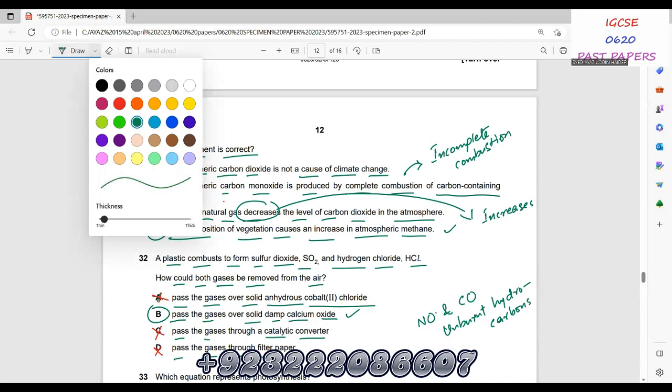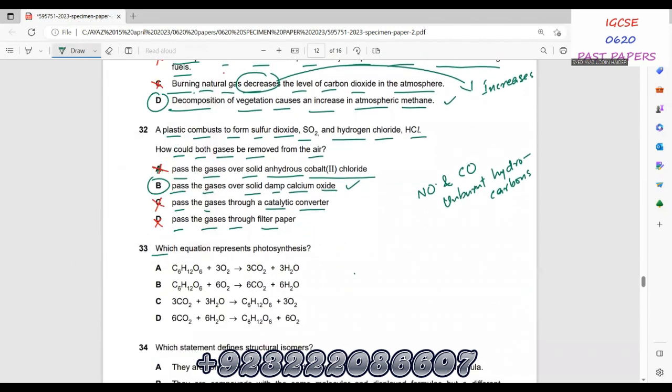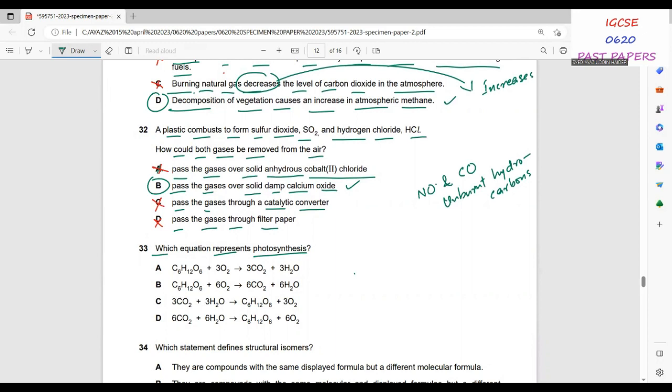So let's move to the next question. That is 33. Which equation represents photosynthesis? Remember, in photosynthesis, oxygen and glucose are the products. So the statement which does not show the production of oxygen and glucose will automatically be omitted.